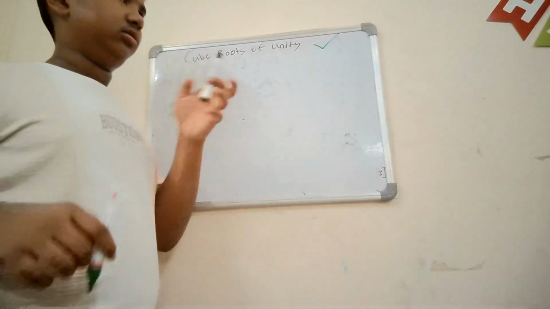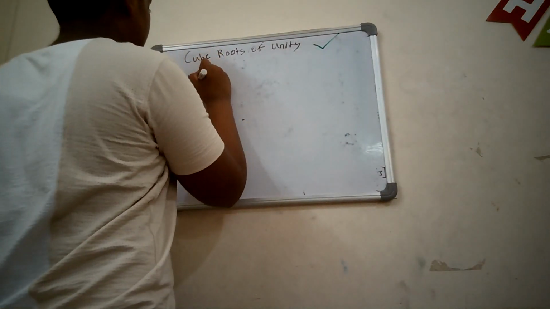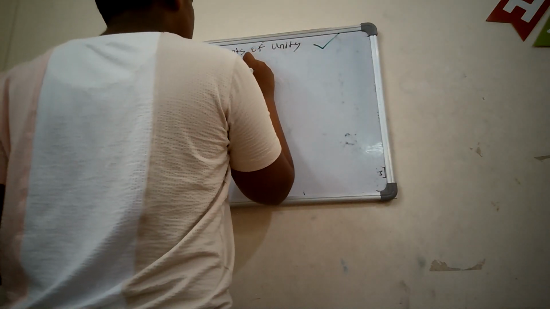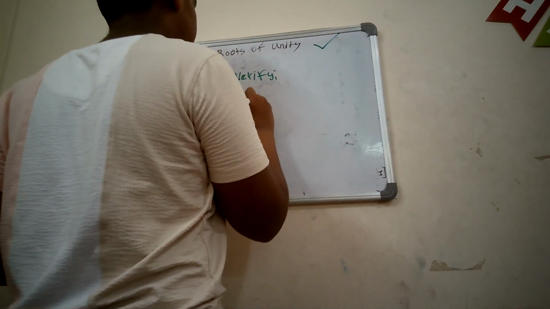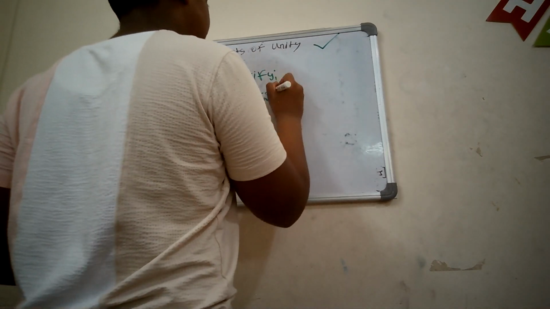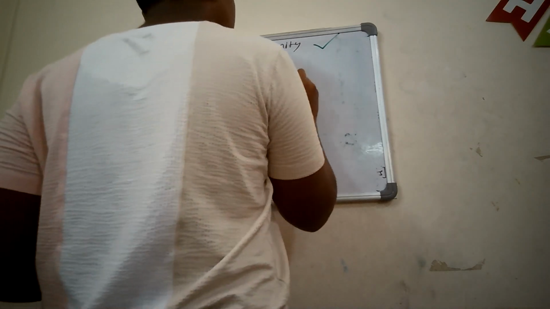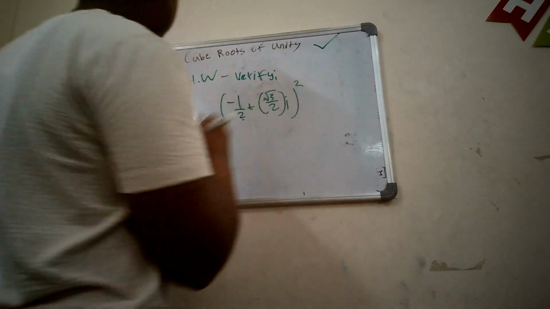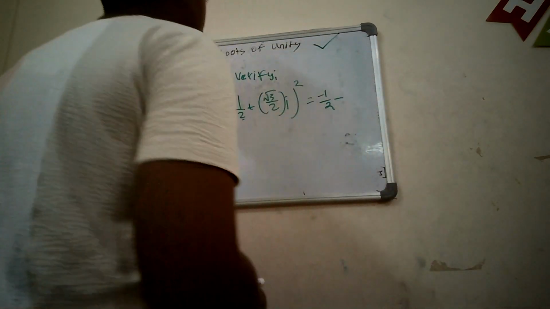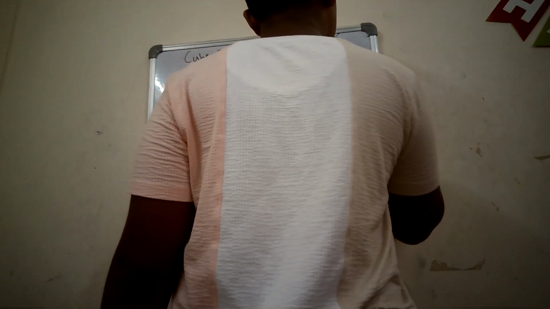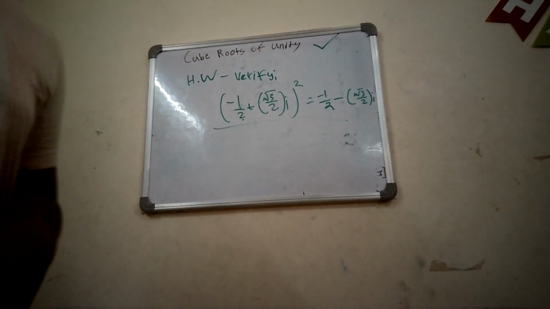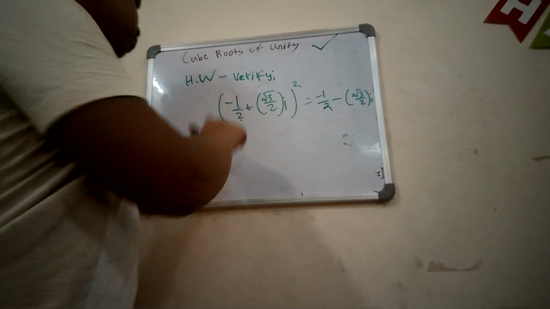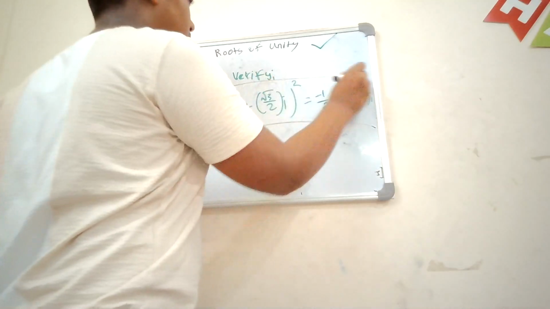And on your homework, this is your task. Verify that 1 upon 2 plus the square root of 3 upon 2 i, squared, equals negative 1 upon 2 minus the square root of 3 upon 2 i. This is your homework, okay? And if you know the answer, let me know in the comment section. It's not too difficult. Just let me know the answer.